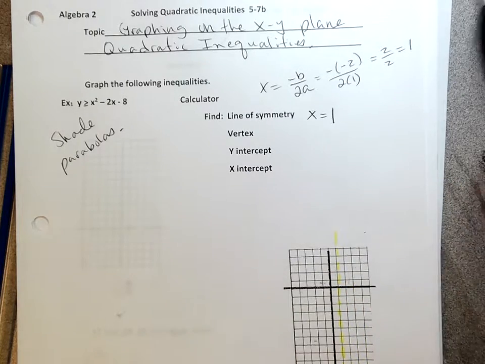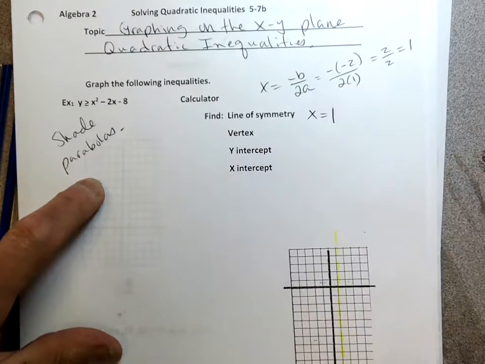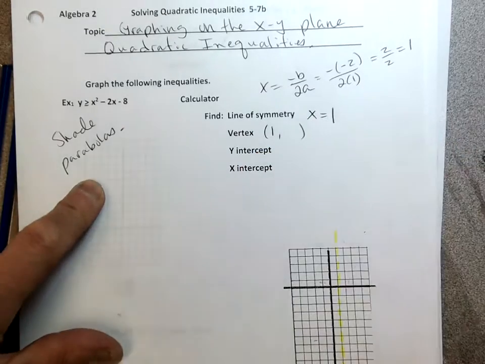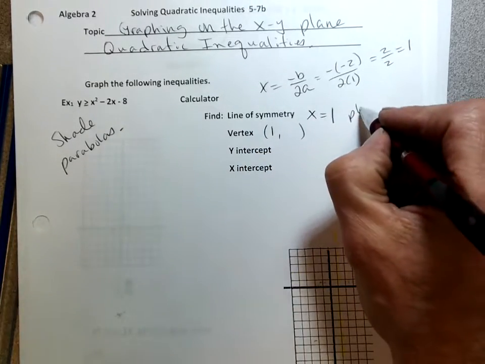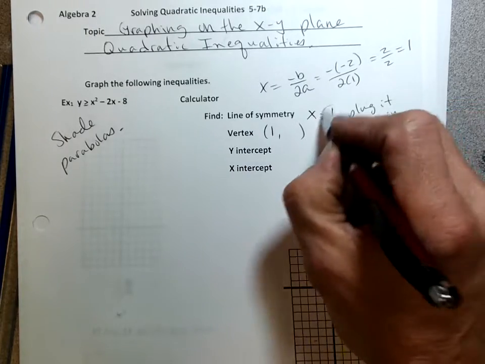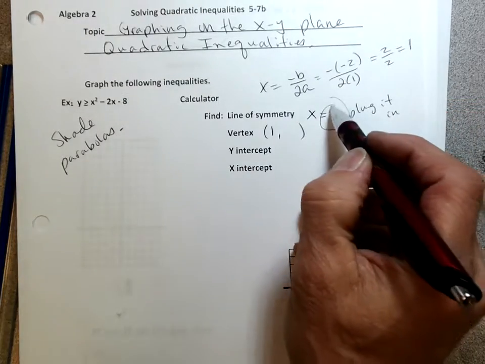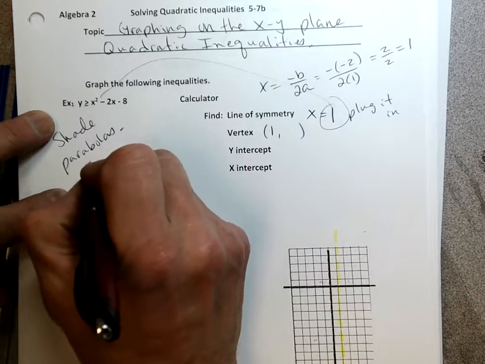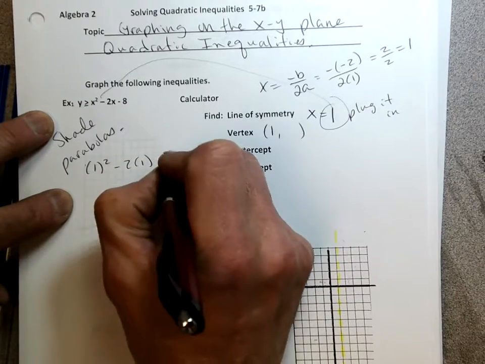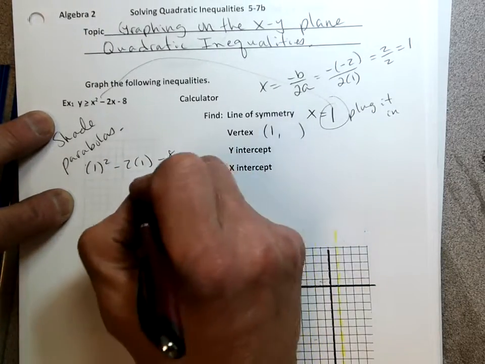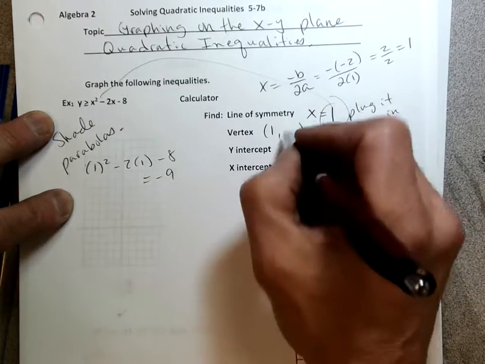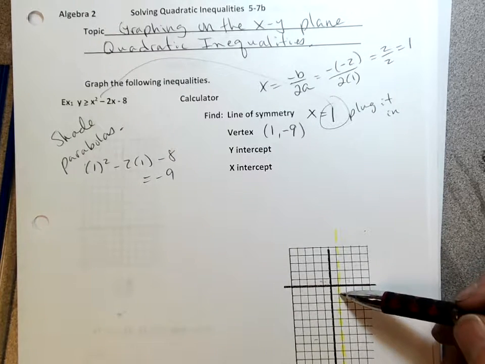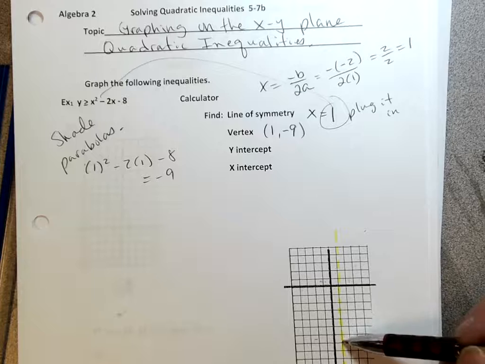It's an imaginary line. Now to get the vertex, the line of symmetry must lie on the vertex. So I know it's going to be 1, something. To get the something, I'll plug the 1 in for the x. So I'll have 1 squared minus 2 times 1 minus 8, which makes negative 9. So my vertex is 1, negative 9. All right, so that's the point. We'll go to 1, 2, 3, 4, 5, 6, 7, 8, 9.